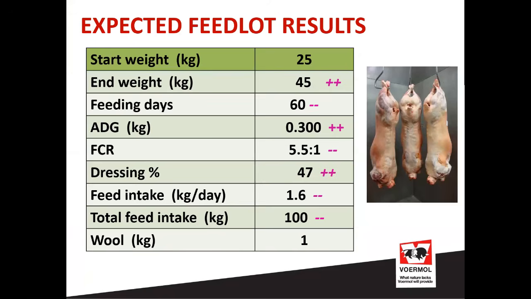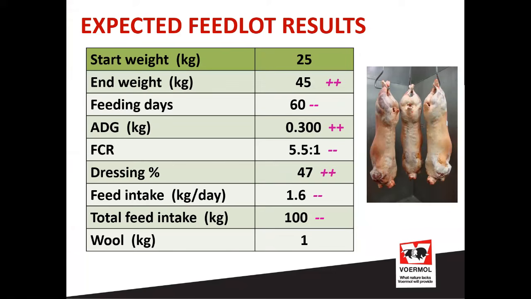All right, expected feedlot results in South Africa, averaged over, let's say, about 100,000 lambs. Starting weight of about 25 kgs, end weight 45. I've got a plus there, so the heavier the better. Feeding days, not longer than 60 days, usually 45 days. And then average daily gain, the average would be 300 grams per day.